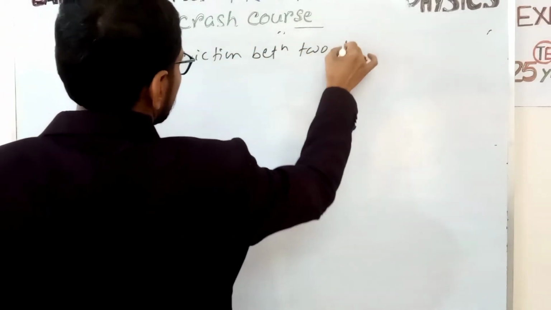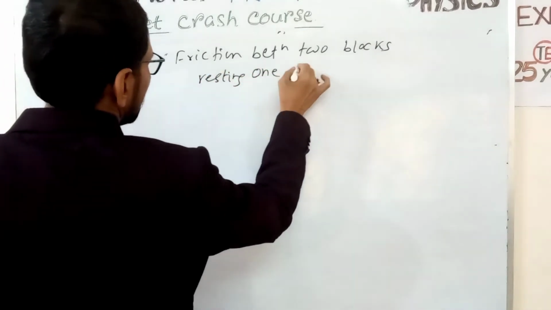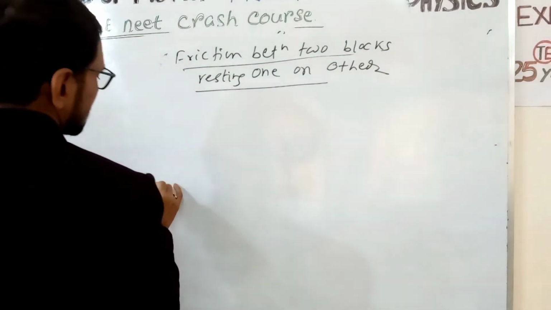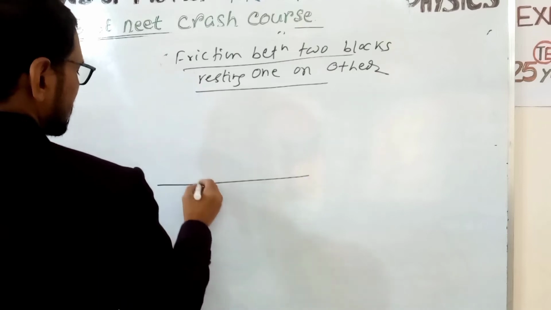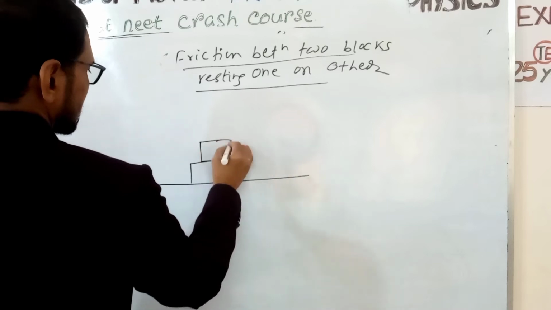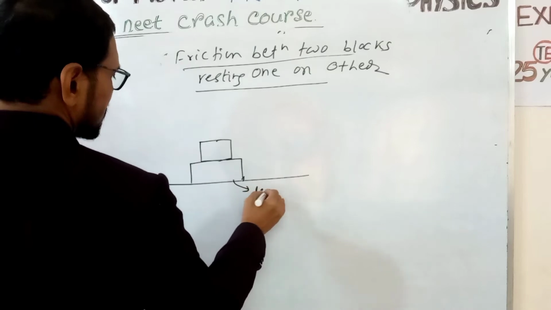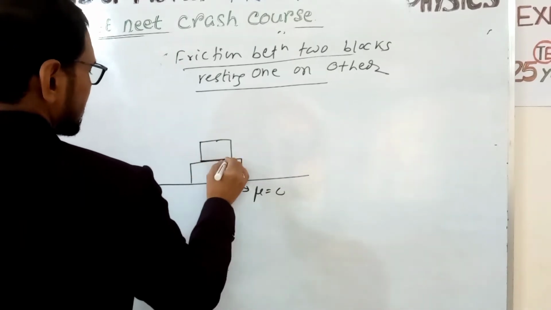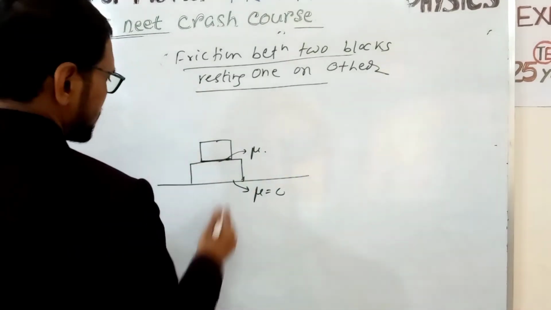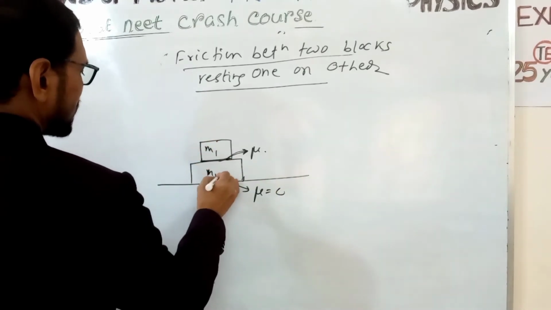Now two blocks resting one on the other. Here different cases may arise. Suppose this is the ground, and two blocks are present, this and this. Suppose this surface is smooth and friction is here. I consider the general case. What happens if friction is there and this is a smooth surface, with m1 and m2 the masses of the two blocks?